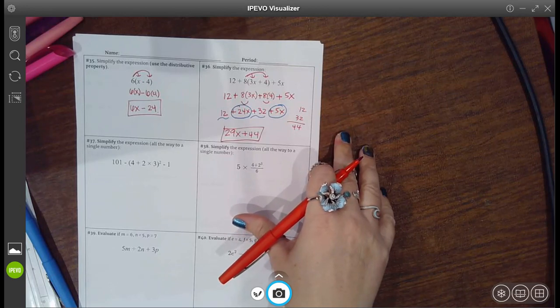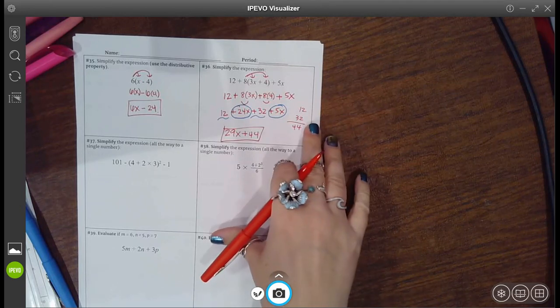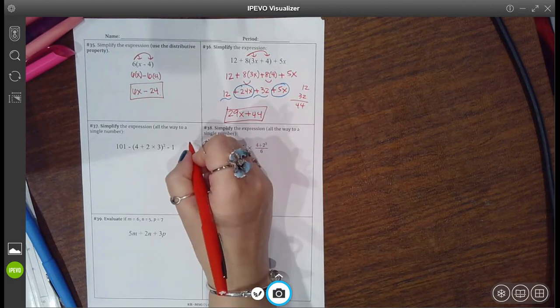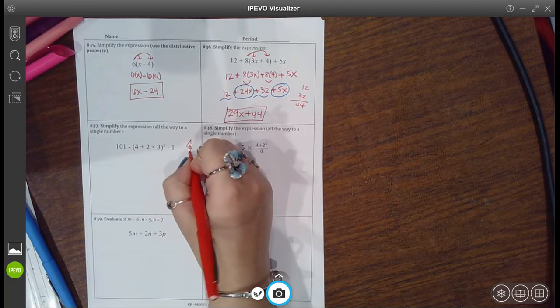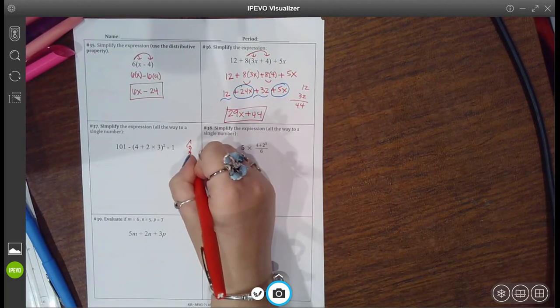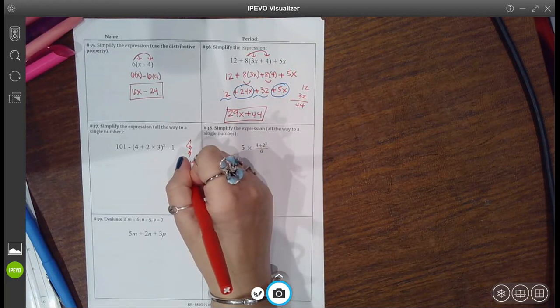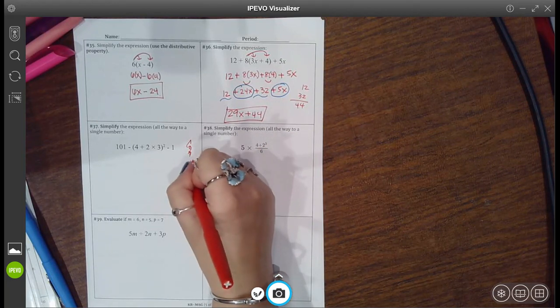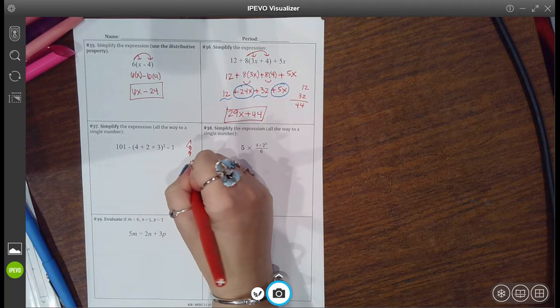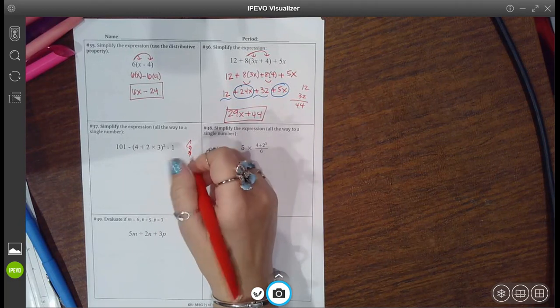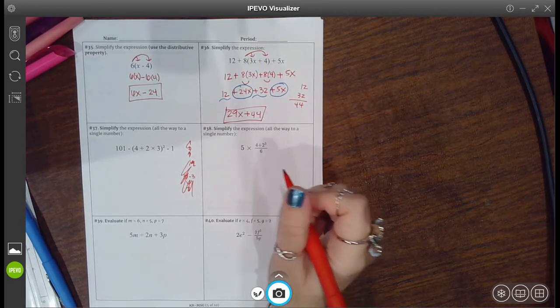Okay, the next one says simplify the expression all the way to a single number. Now, a single number doesn't mean a single digit like 1, 2, 3, etc. It just means a single number, rather than leaving it as something like 10 minus 3. Simplify that down to 7. Okay. All right.